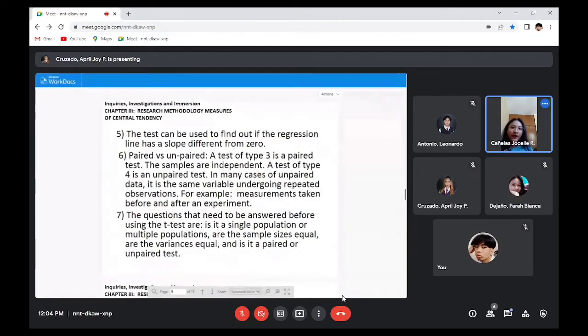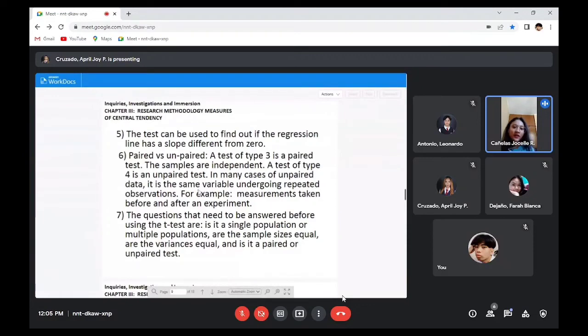6. Paired versus unpaired. A test of type 3 is a paired test. The samples are independent. A test of type 4 is an unpaired test. In many cases of unpaired data, it is the same variable undergoing repeated observation. For example, measurement taken before and after an experiment.